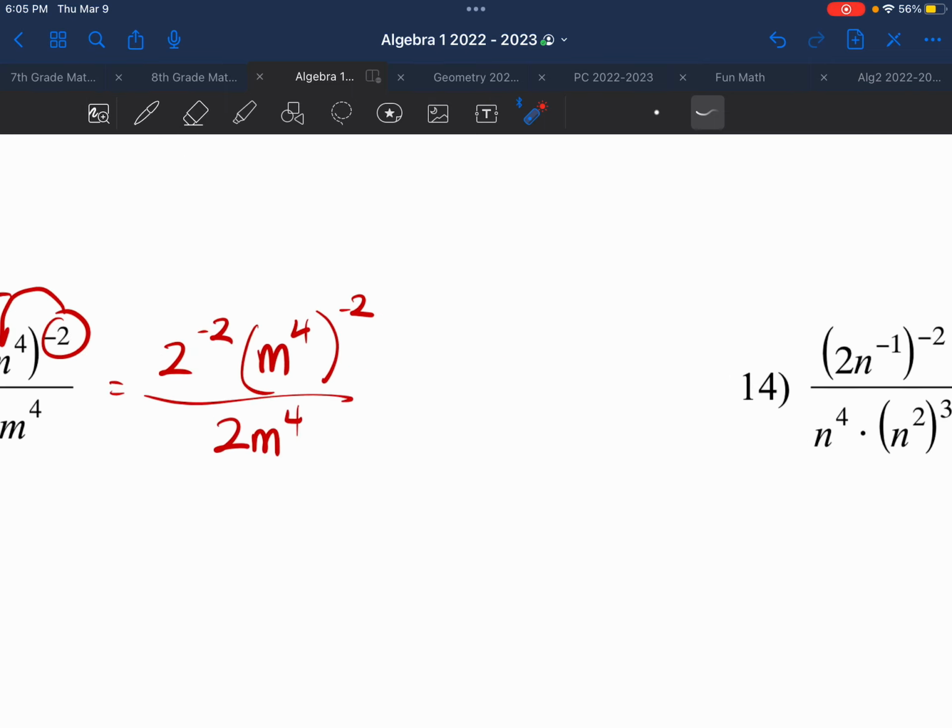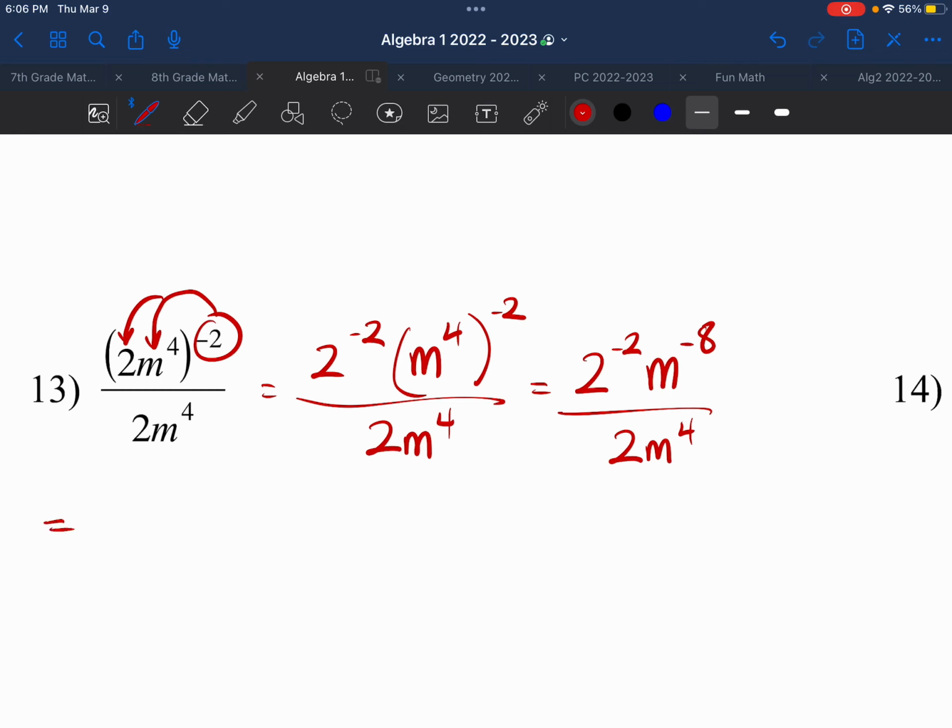So before I do that, though, I want to go ahead and simplify the 4 to the -2. When I have a power to a power, I multiply. So this is 2 to the -2, m to the power of -8. And then this is all divided by 2m to the power of 4, which has not changed. From there, we are going to move this down to the bottom and this down to the bottom as well, because they both have a negative power. When we bring them to the denominator, they will now have a positive power, which means there's nothing left in the numerator. So I'm going to say the numerator is 1.